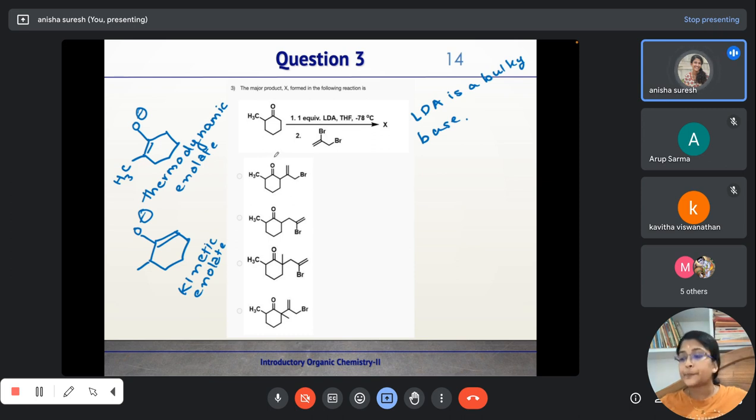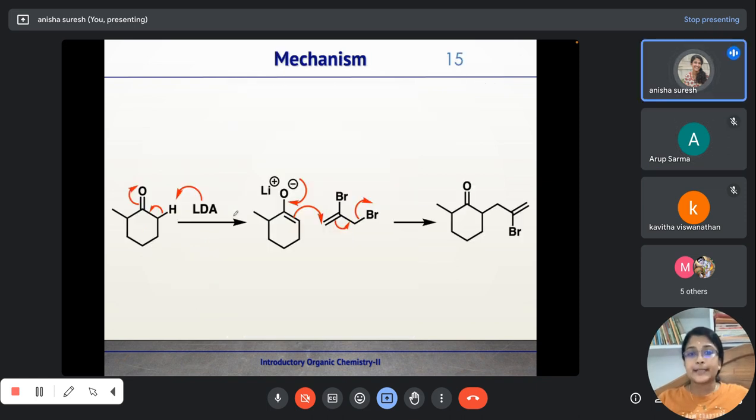Now what will be happening? Any idea what will be the major product? Second product. Yeah, that is the right answer. We will see the mechanism. So first LDA, which is a bulky base. You might be remembering the structure of LDA. Lithium diisopropyl amine. So this will be abstracting the proton. It will lead to formation of this enolate.